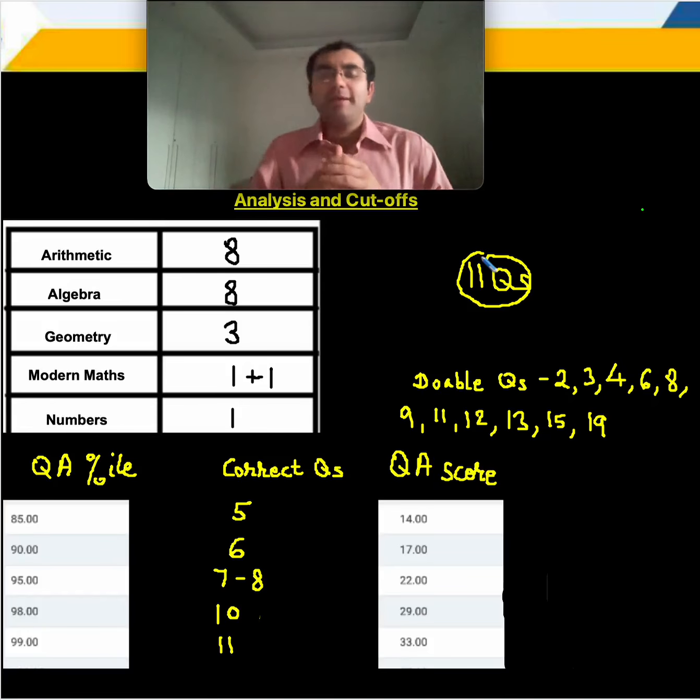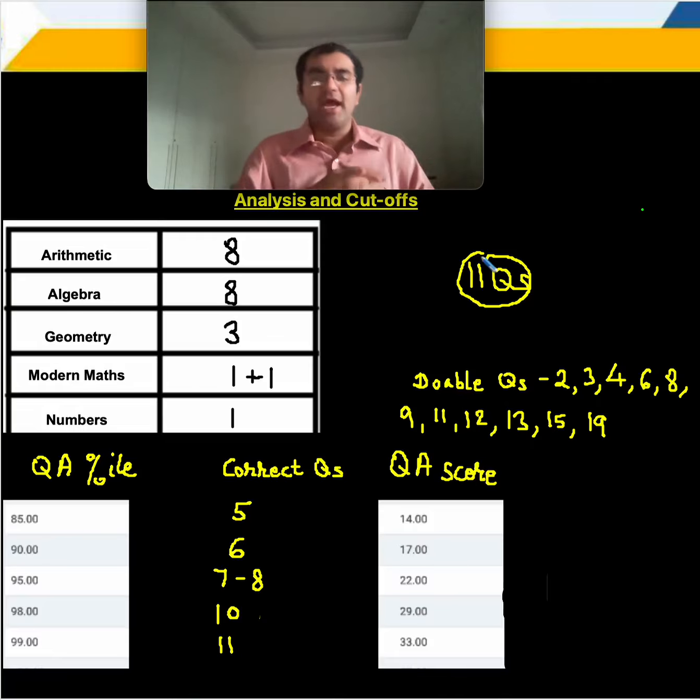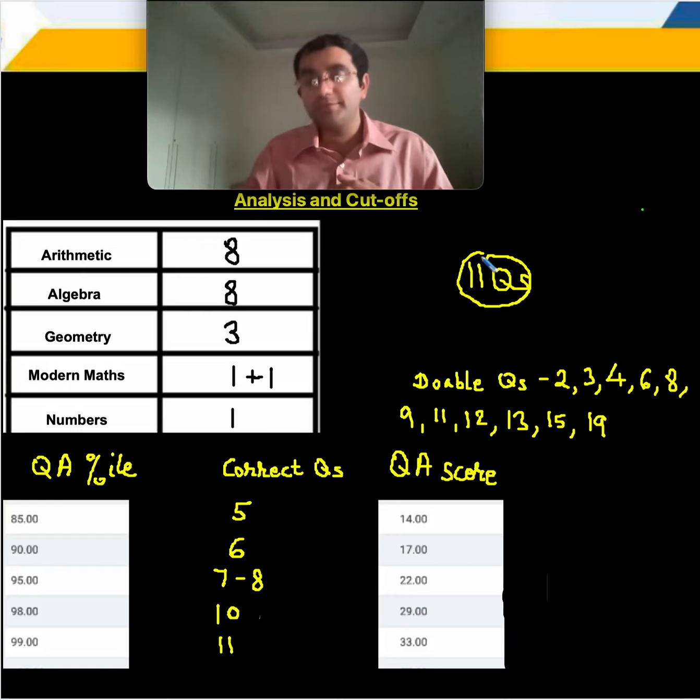So the paper is not always about attempting almost everything and trying to do a lot. Just play to your strengths. And for people who have a very good preparation, आप definitely 11-12 के तरफ correct कर सकते थे.